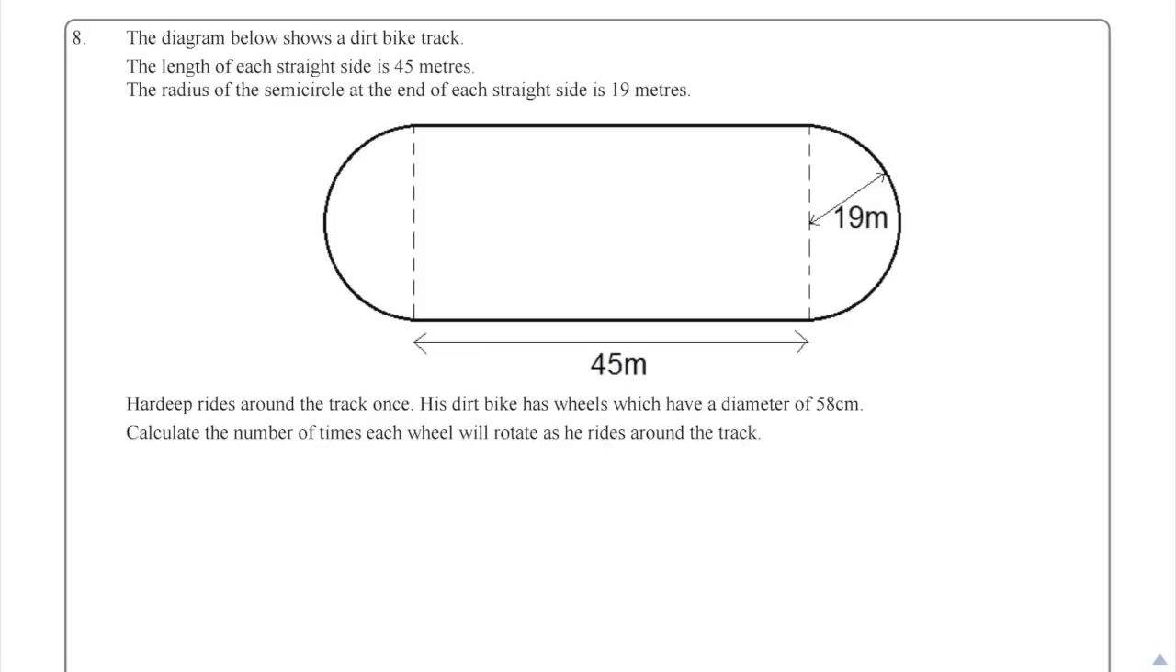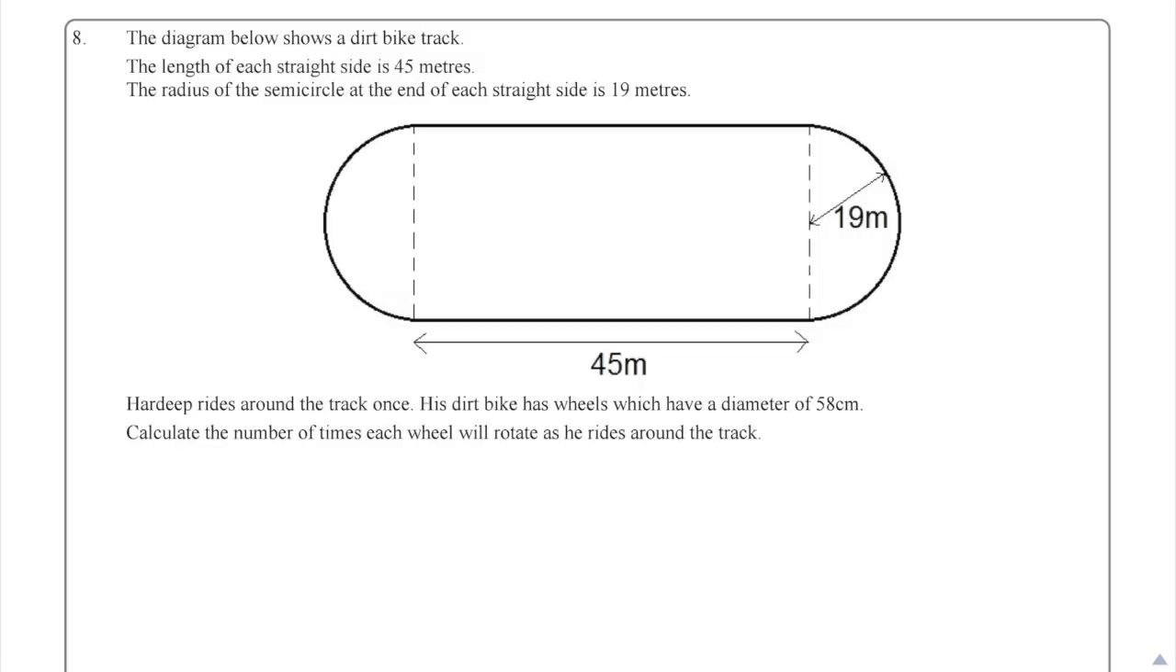So question 8 says the diagram shows a dirt bike track. The length of each straight side is 45 meters. The radius of the semicircle at the end of each straight side is 19 meters. Hardeep rides around the track once. His dirt bike has wheels which have a diameter of 58 centimeters. Calculate the number of times each wheel will rotate as he rides around the track. Okay, so what that means is we will need to work out the perimeter of the whole track, and we will need to work out the circumference of each of the dirt bike's wheels.